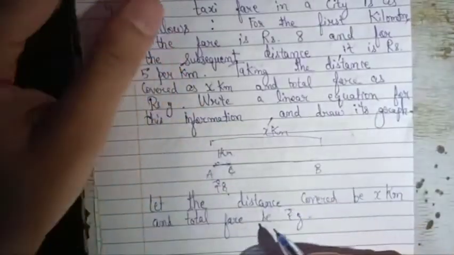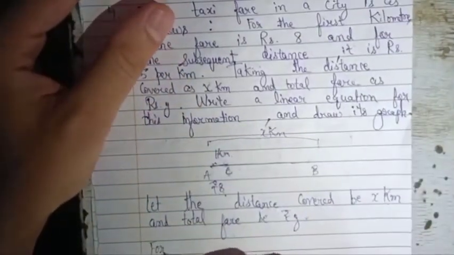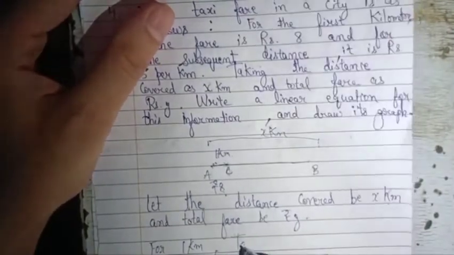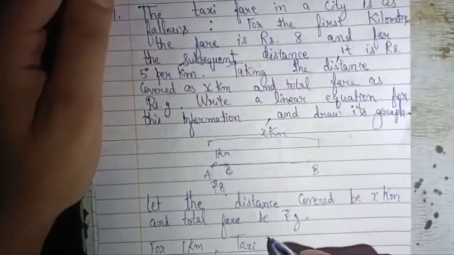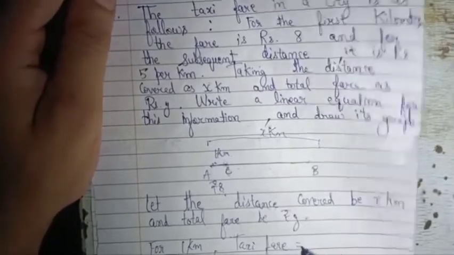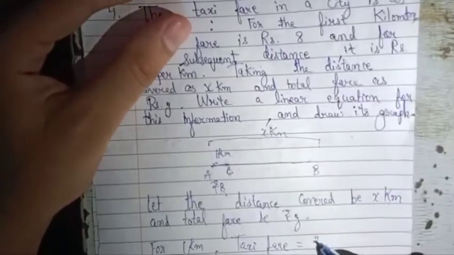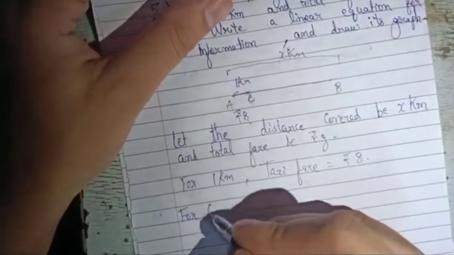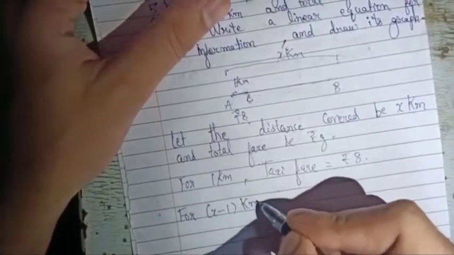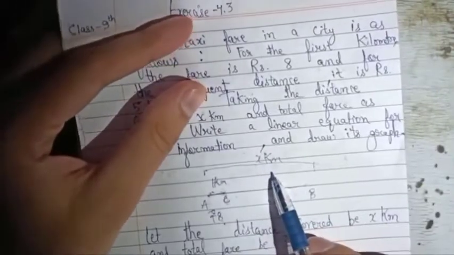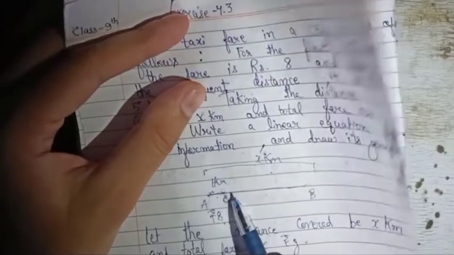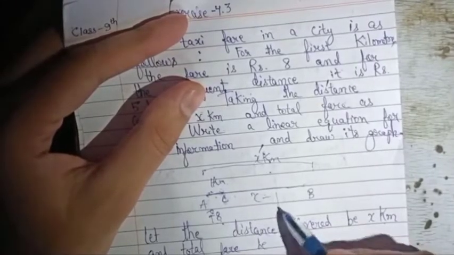First of all we will write the condition for the first kilometer. For 1 kilometer the taxi fare is equal to rupees 8. So for x minus 1 kilometer, why x minus 1? Because total distance is x kilometer and 1 kilometer we have already covered. So the rest of the distance will be x minus 1.